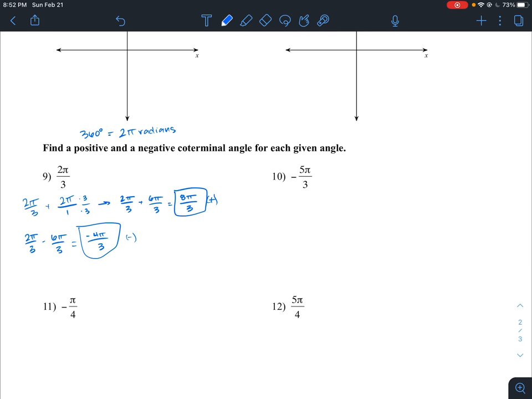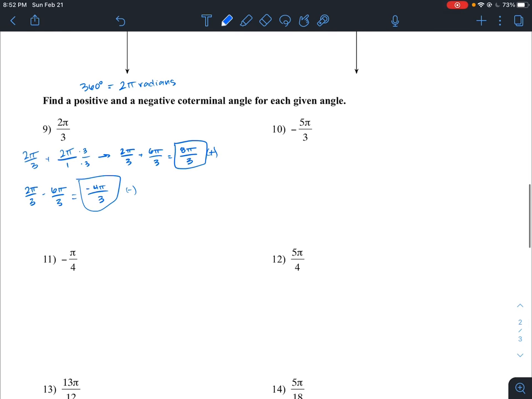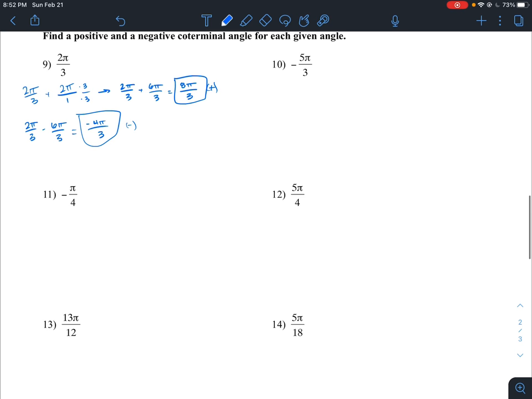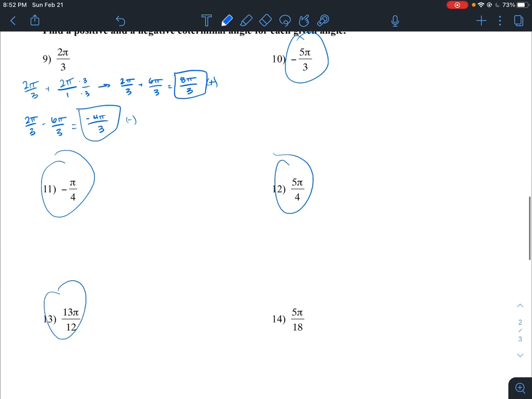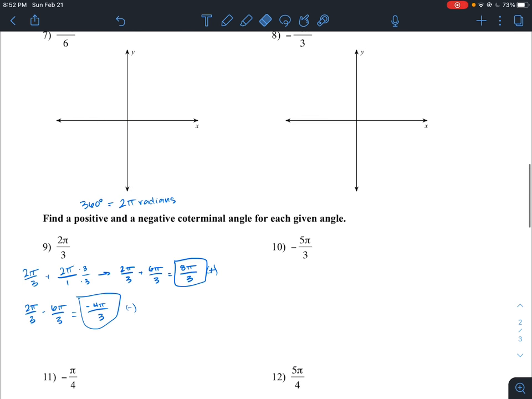And there you go. That should get you to where you need to be for all these problems. Remember that I'm looking for a positive and a negative coterminal angle here. And you can do the same thing. You just have to add and subtract 2 pi from each of these radian measures. Add and subtract 2 pi to all of them to get what you need.